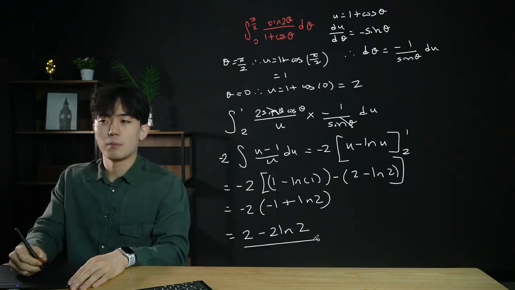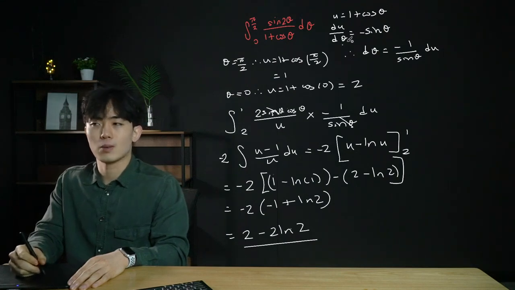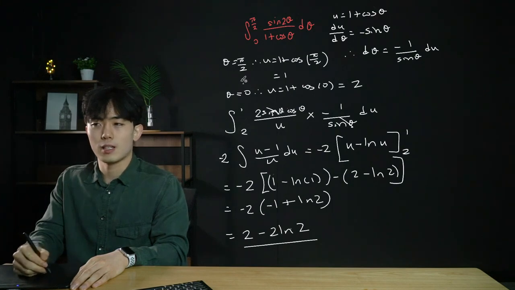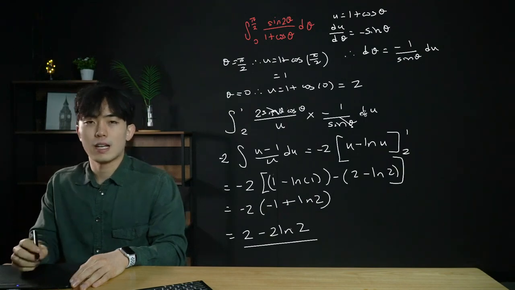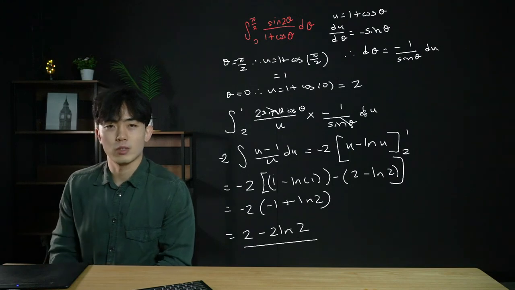Okay, so the main goal is to try and reduce this fraction into one term. That's why I set u as equal to the whole denominator. And don't forget to change the limits as well. So in this case, in terms of theta, we need to change it in terms of u. Okay, so that's all the trickier integral questions for A-level maths.